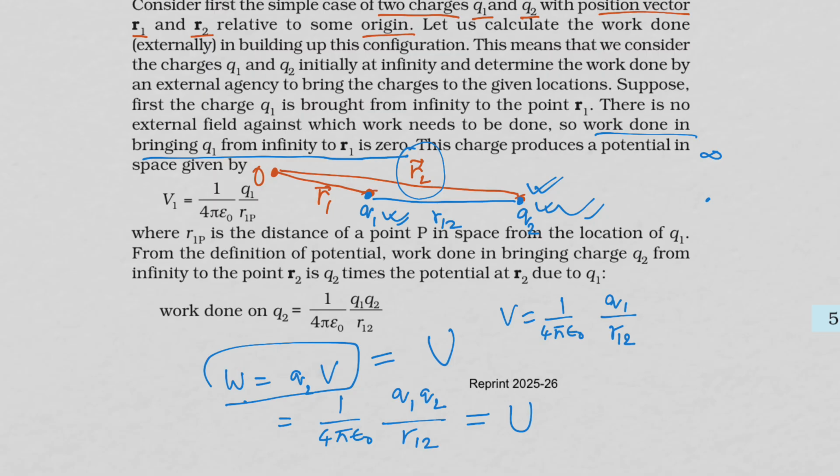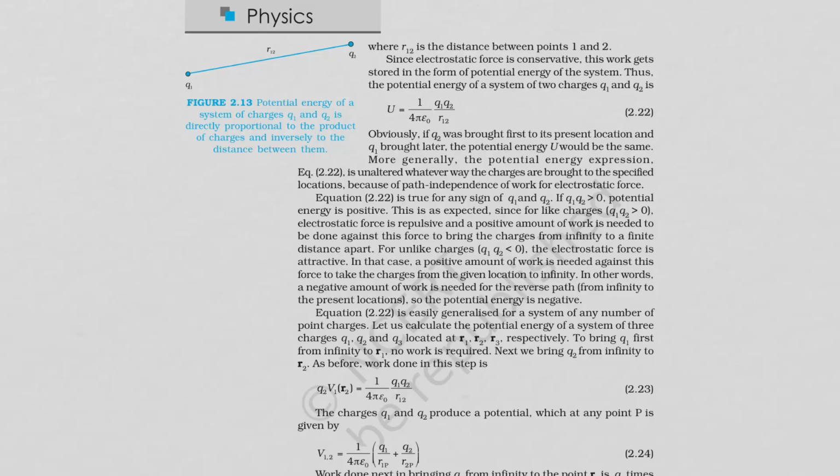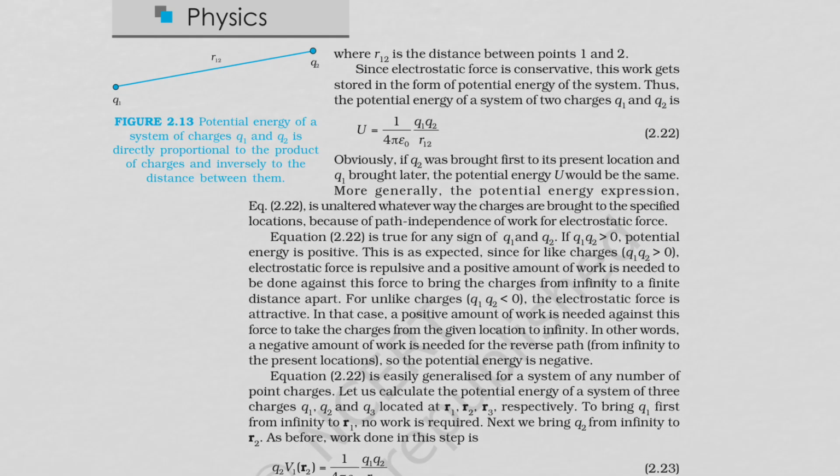Now, potential energy is denoted by U. As written in the book, the potential energy of a system of two charges Q1 and Q2 is this.